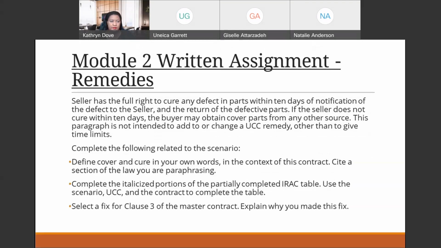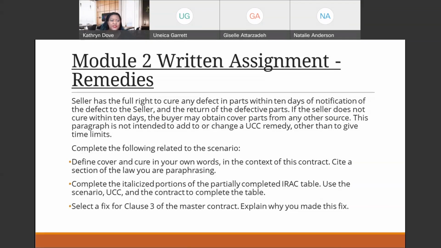So the seller has the full right to cure any defect in the parts within 10 days of notification of the defect to the seller and return of the defective parts. If the seller does not cure within 10 days, the buyer may obtain cover parts from any other source. So that's in the contract.